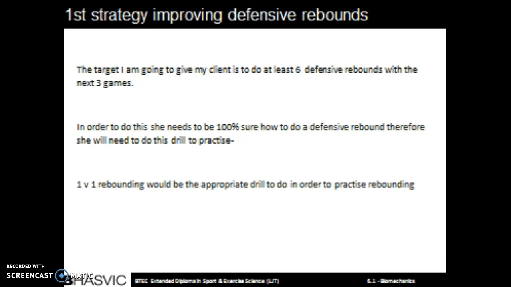So the first strategy I think we're going to do is to improve your defensive rebounds. So the target I'm going to give you is to do at least 6 defensive rebounds within the next 3 games that you play. In order to do this, you'll need to be 100% sure on how to do a defensive rebound. Therefore, we'll need to practice the drill, so we can plan to do a one-on-one rebounding, which would be an appropriate drill in order for you to practice it.